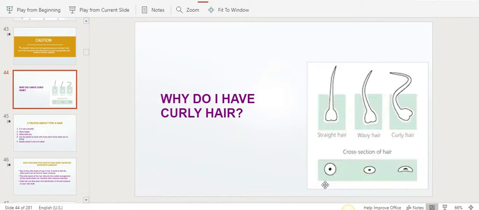So it's not round, it's not oval, it's sort of bean shaped, and it's bent, it's not straight. Because here for the straight hair, you can see the hair just grows out and it grows out straight.